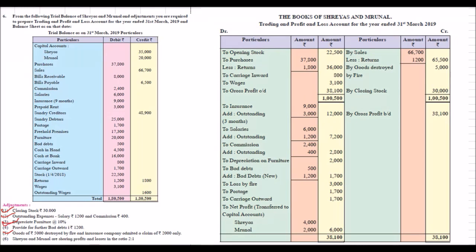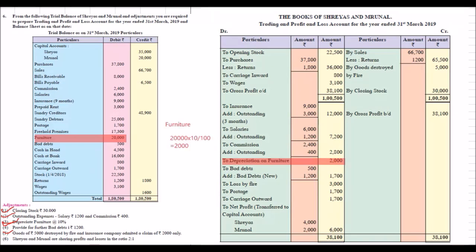Now we are calculating depreciation of furniture at 10%. We need to calculate 10% on the furniture. The furniture amount is 20,000 rupees. On 20,000 rupees we need to calculate 10%, so you'll get 2,000 rupees as depreciation. So the depreciation on furniture is 2,000 rupees.